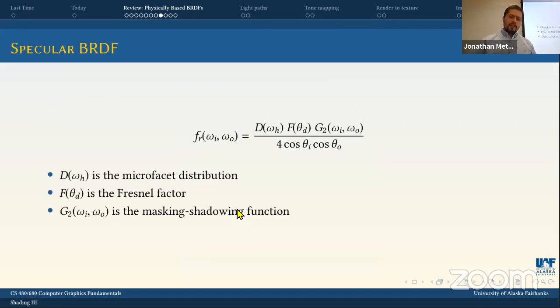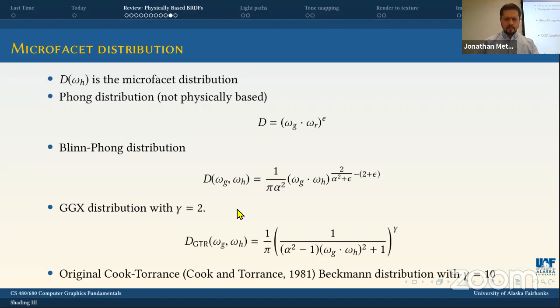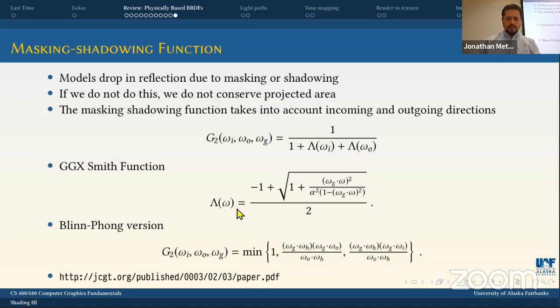So going on to specular BRDFs, which use these microfacets, all right? We have 3 functions here, D, F, and G2. And the idea here is that D is the microfacet distribution, F is the Fresnel factor, and G2 is the masking shadowing function. I'm going to skip ahead real quick so I can open this link.